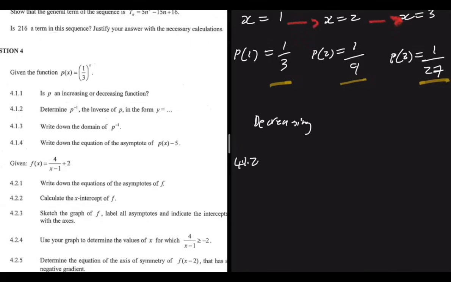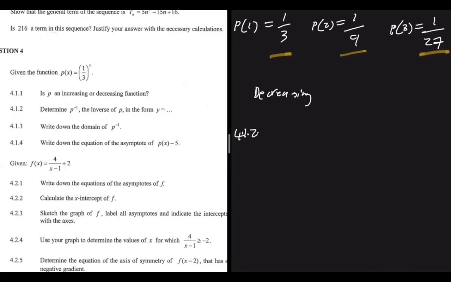4.1.2, determine p inverse, the inverse of p, in the form y equals. So we have p of x equal to 1 divided by 3 to the power of x. Instead of p of x, let's just put y in there. So we have y equal to 1 divided by 3 to the power x.